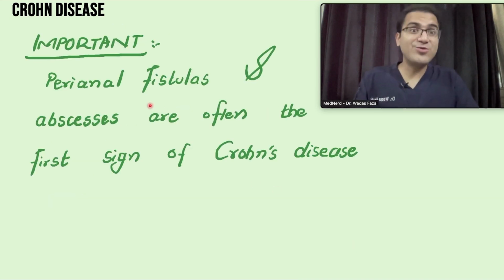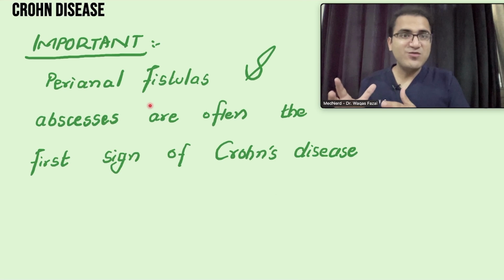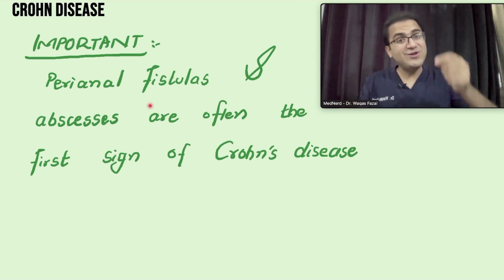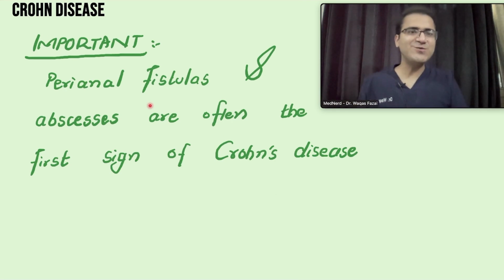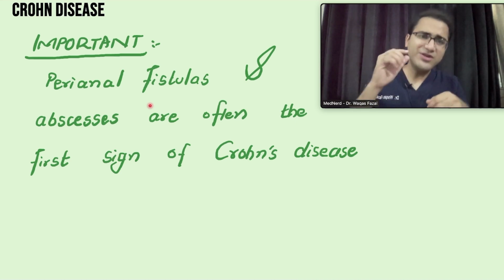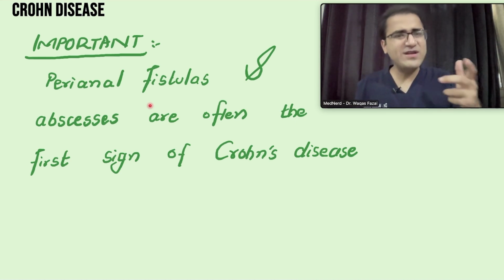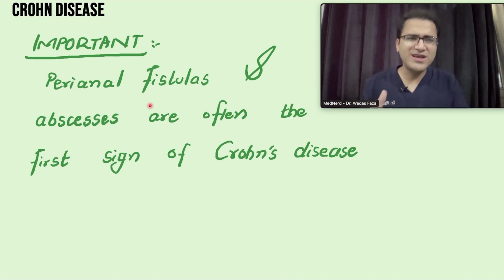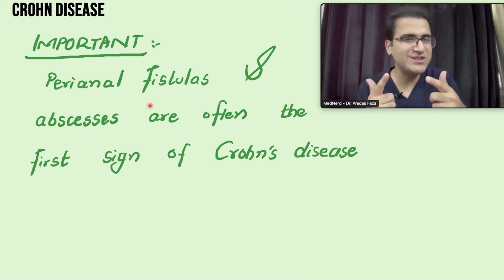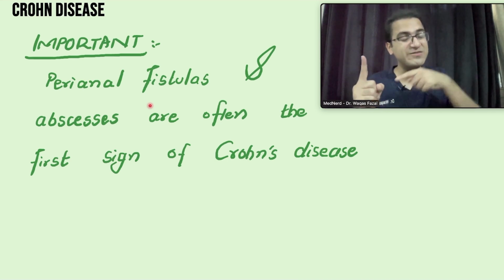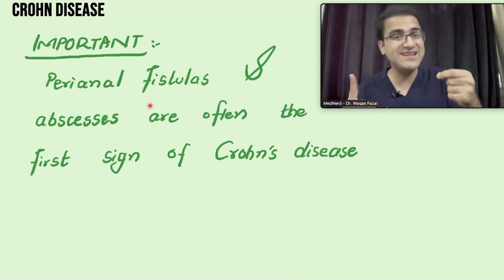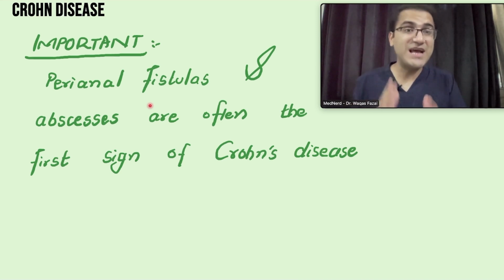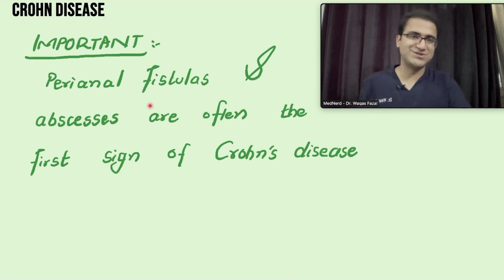Now it is very important to remember that sometimes perianal fistulas or abscesses are often the first sign of Crohn's disease. Maybe a patient would come to you having recurrent fistulas. The patient had one anal fistula a year back, and again developed a fistula in another part of the body, so the patient is having recurrent episodes of fistulas. This should hint that there is some kind of inflammation going on in the gut walls, and that inflammation is resulting in fistulas again and again in that person. Perianal fistulas and abscesses can often be the first sign of presentation.